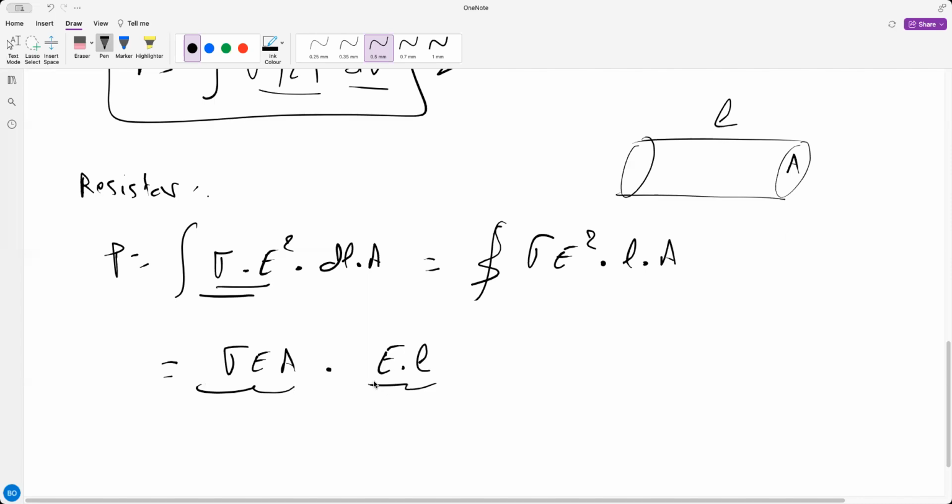What is E times L? The electric field times L: if I multiply the electric field applied to a cable by its length, which quantity does it give me? Hello?